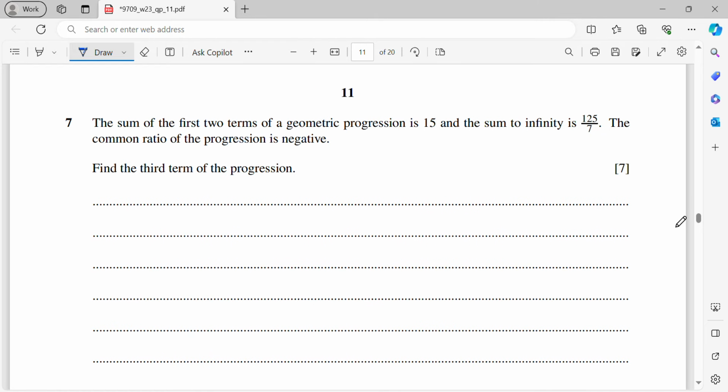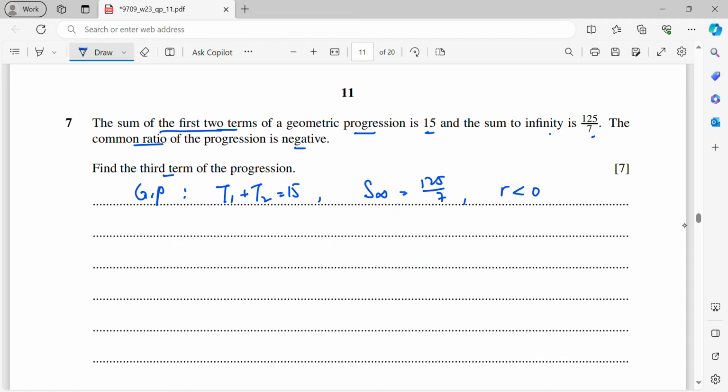Next question. The sum of the first two terms of a geometric progression is 15, and the sum to infinity is 125 over 7. The common ratio of the progression is negative. Find the third term. From here, for the GP, the sum of the first two terms, T1 plus T2, is 15, given S infinity is 125 over 7. The common ratio is negative.